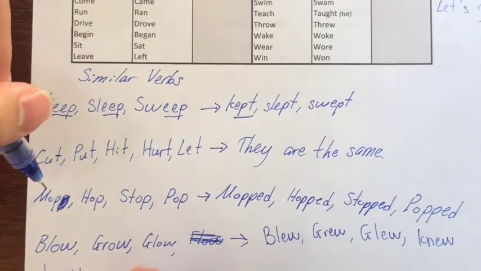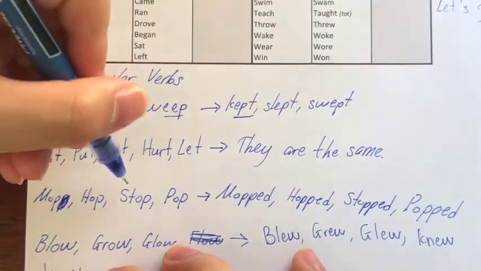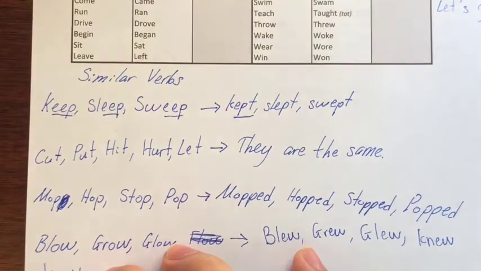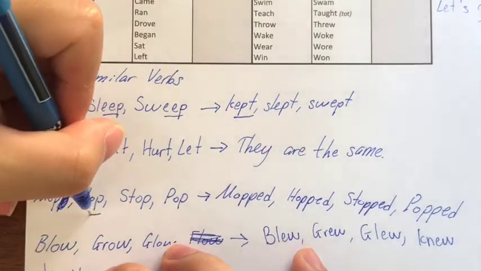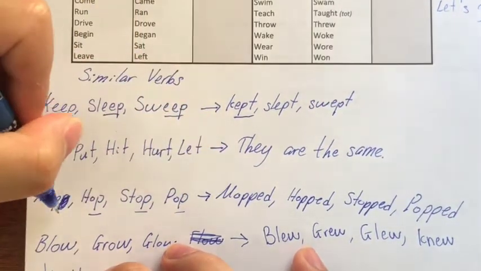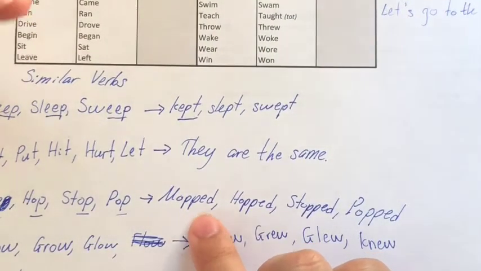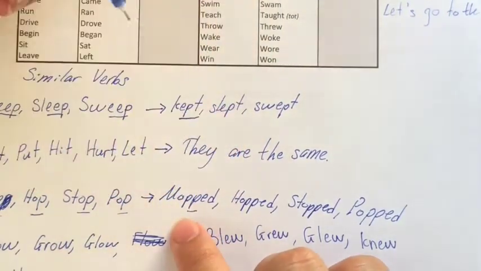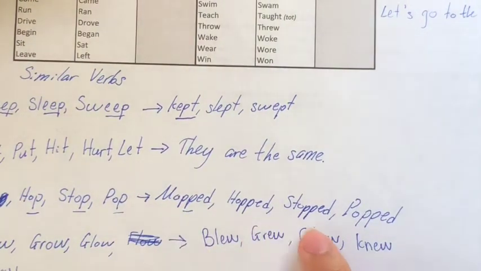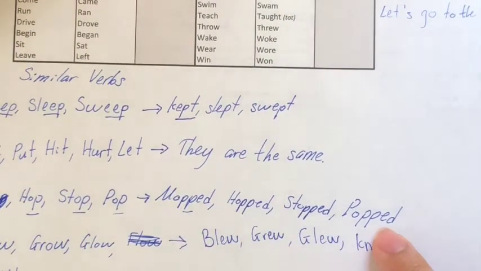And now we have the words mop, hop, stop, and pop. All of these words end with O-P. In the past tense, we write one extra P. So here we have two P's now. Mopped, hopped, stopped, popped.